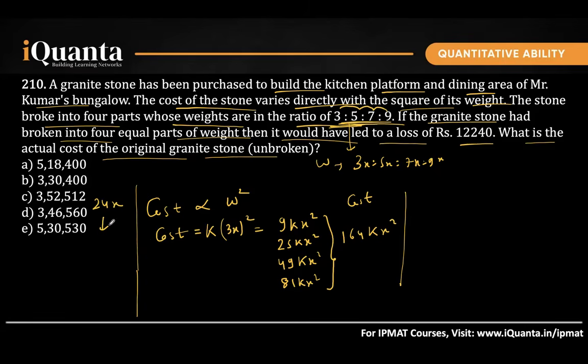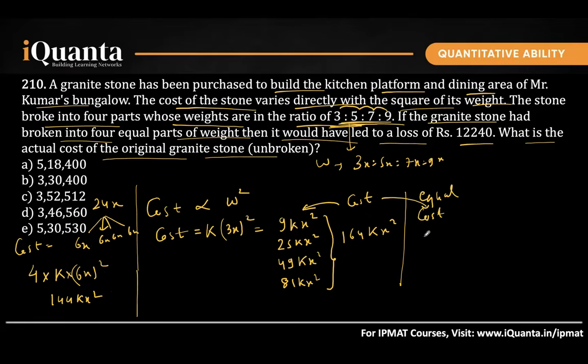Okay. If it breaks into equal pieces, it will break like this: 6x, 6x, 6x, and 6x. So all four pieces will have the same weight. So 4 times k into obviously 6x square. This will be the total cost, right? Because cost is directly proportional to weight square. So all four pieces having the same weight, k into 6x square, it will become 144k x square. So if there are equal broken pieces, then the cost would have been 144k x square.